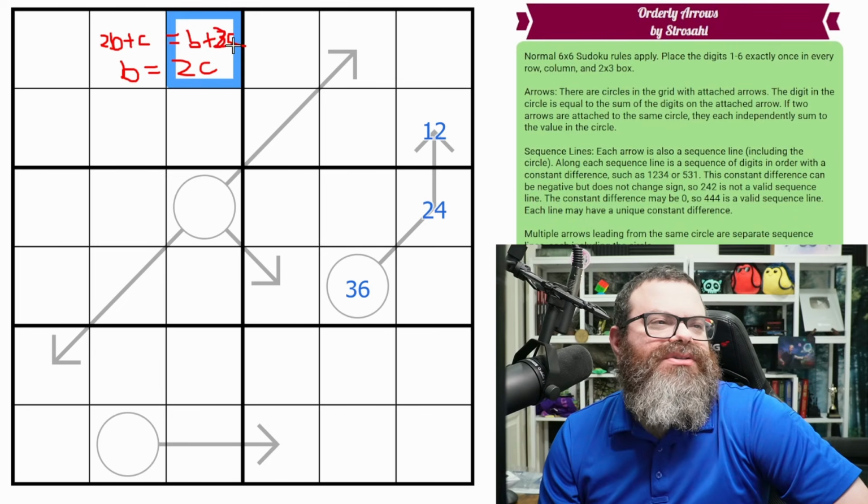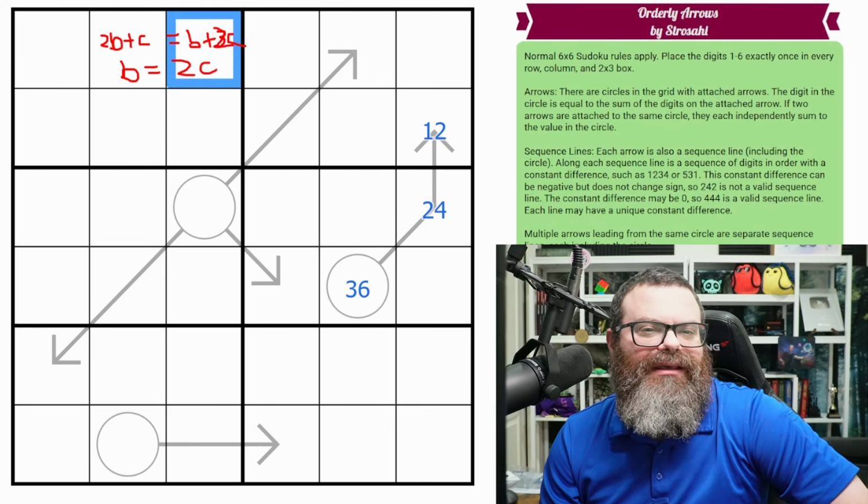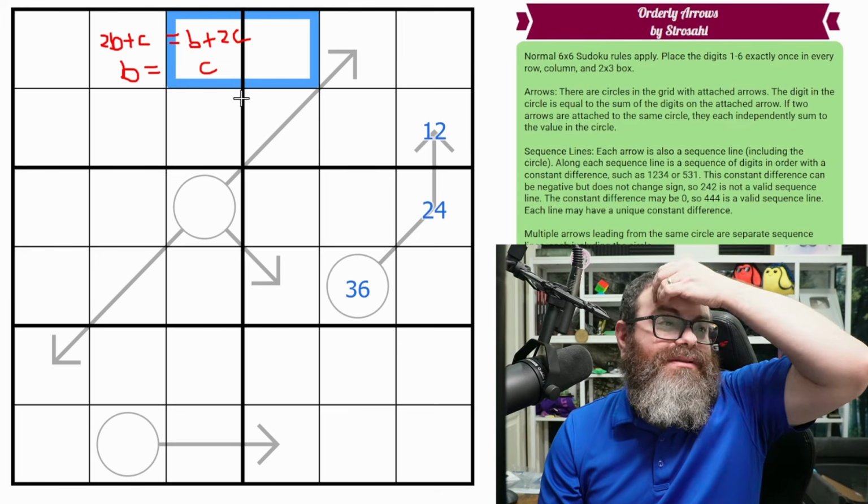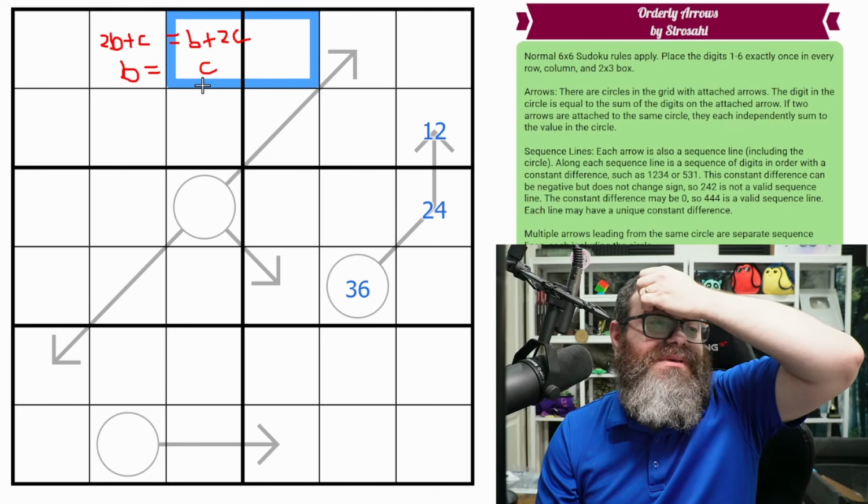No, it's because this is 2 plus 2. Sorry. Right. It's not 3 times the constant. It's 2 times the constant. We only add the constant twice. So B equals C. That was the vibe I was getting here. But yeah, that proves it. So the only way that's going to be true is if B equals C.